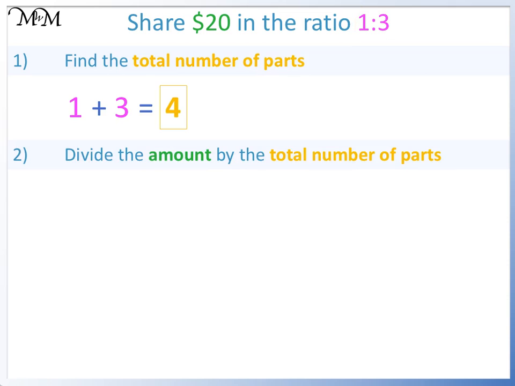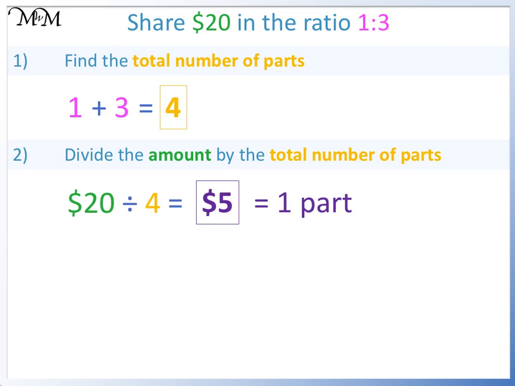Step 2. Divide the amount by the total number of parts. The amount is $20 and the total number of parts is 4. 20 divided by 4 equals 5, so one part is $5.